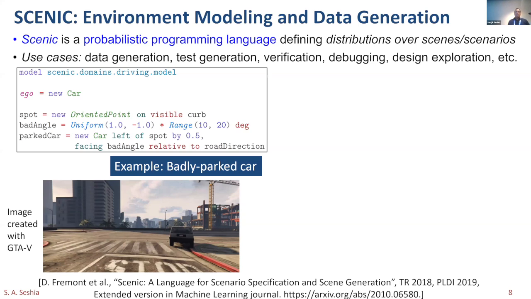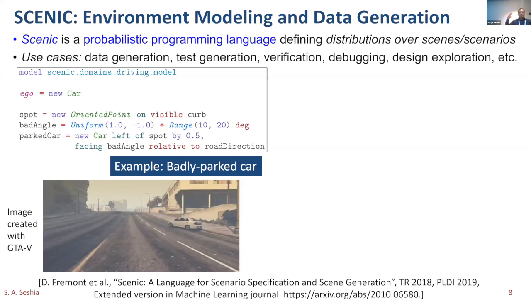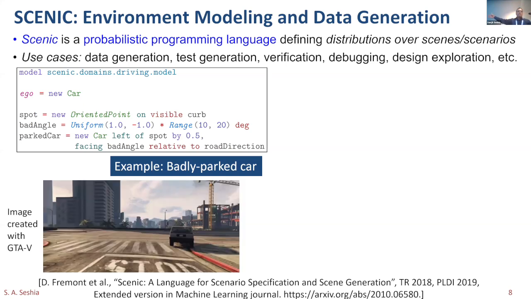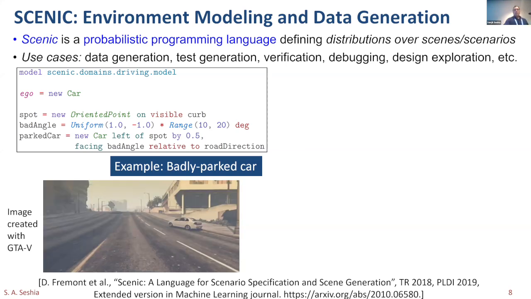I think Daniel will go through this line by line. But broadly speaking, we define an ego object from whose viewpoint the world is being perceived. Then from the viewpoint of the ego object, we pick a spot, we pick an orientation, which is a bad angle, and we place a car there. When we connect this to a backend renderer or simulator, in this case, the renderer of the Grand Theft Auto 5 game, every time you run the SCENIC program, it randomly generates a new configuration, and then you render that configuration, and that's the image being displayed.